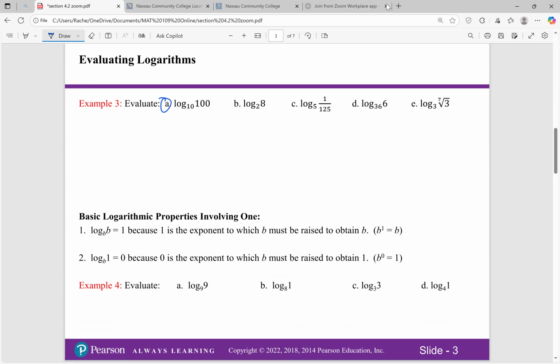So I think it makes sense to write this in exponent form because then we'll be able to see the answer. So the base to the what power is going to give us 100? So 10 to the what power equals 100. And instead of a question mark, let's just call this y. So 10 to the y equals 100. So y equals 2, right? Because 10 squared is equal to 100. So the answer to log base 10 of 100 is 2.